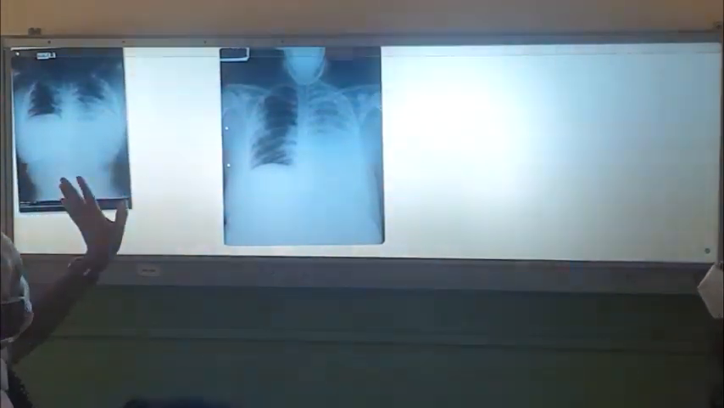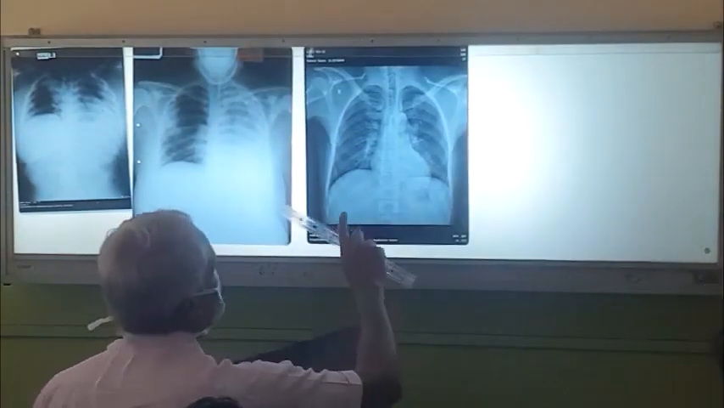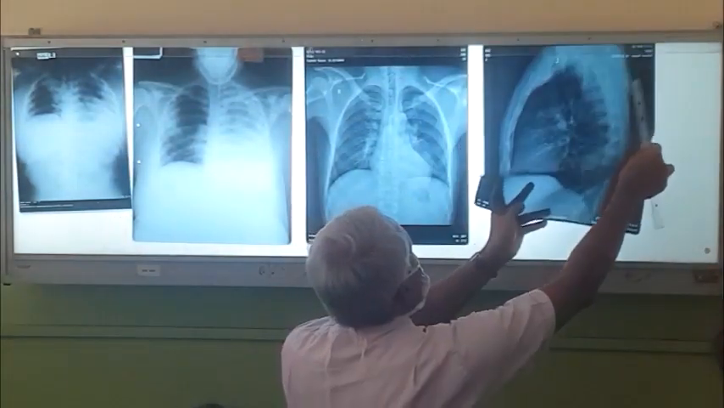So you can see these are ICU patients. Two different patients from the ICU, right? Don't look at this one, we'll see this one later.